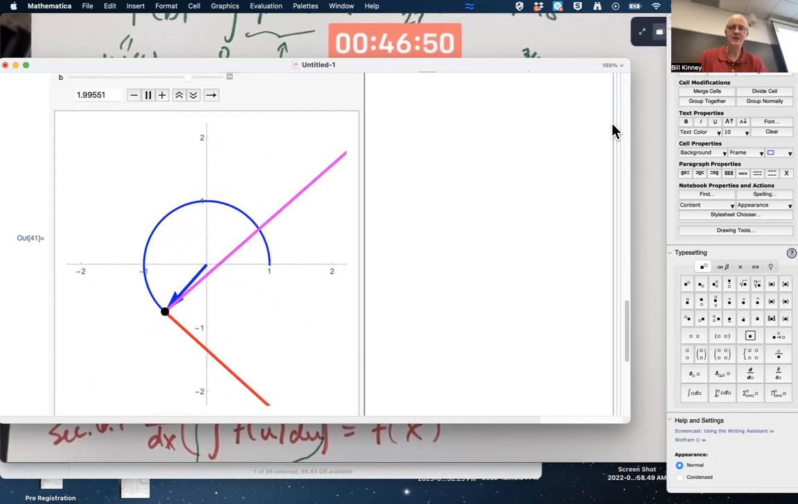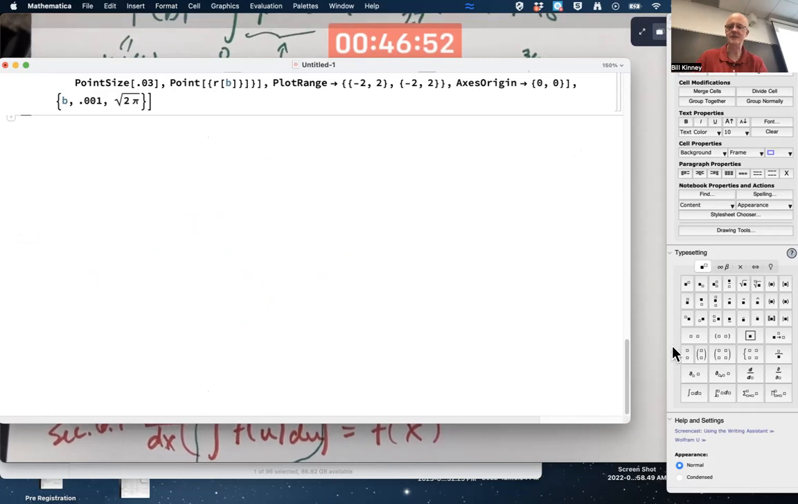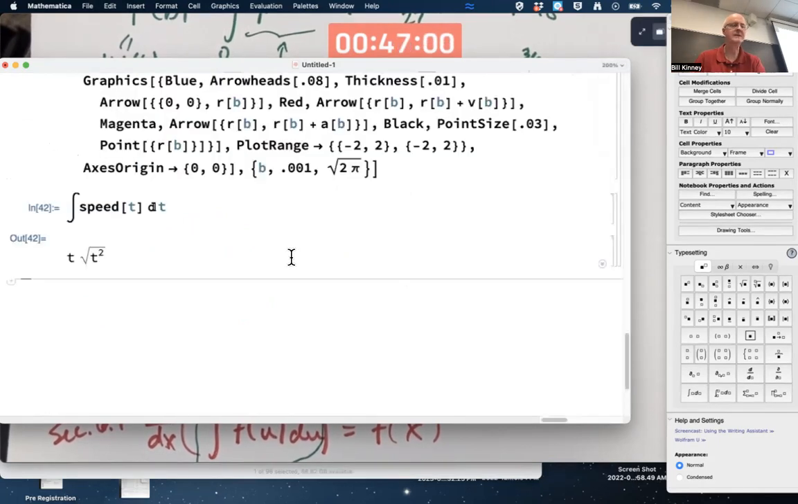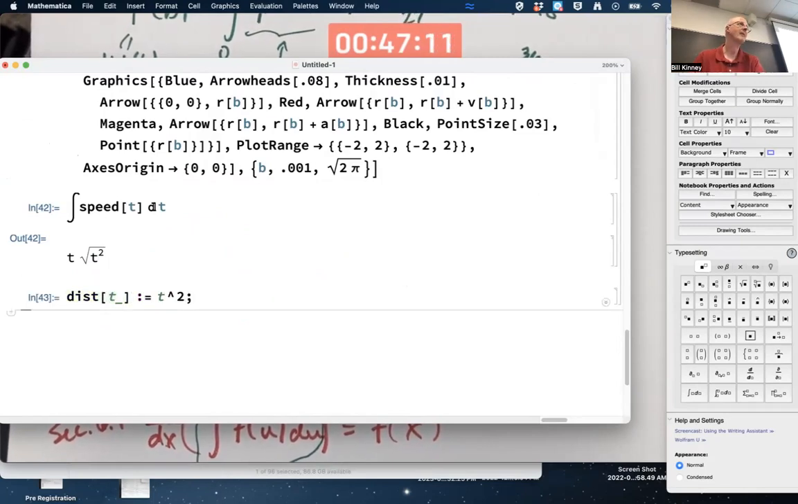The speed function can still be integrated, and we can still find the distance traveled function. There's the integral of the speed. It does have a value of 0 when t is 0, so in fact, it is the distance traveled function. And when t is positive, square root of t squared is t. So the distance traveled function is actually t squared here. And you could plot that.